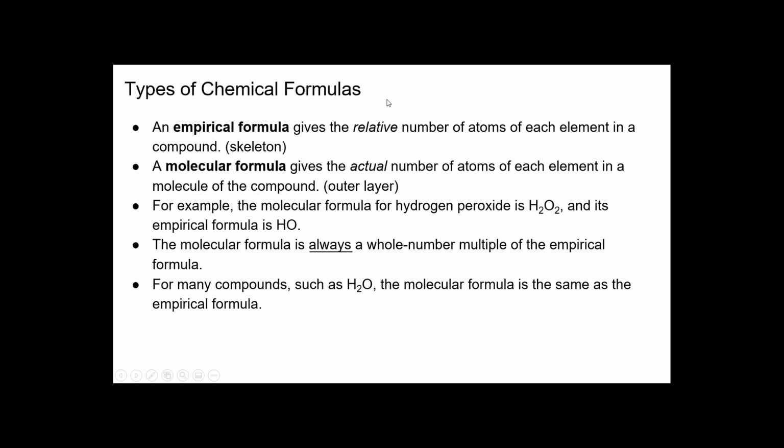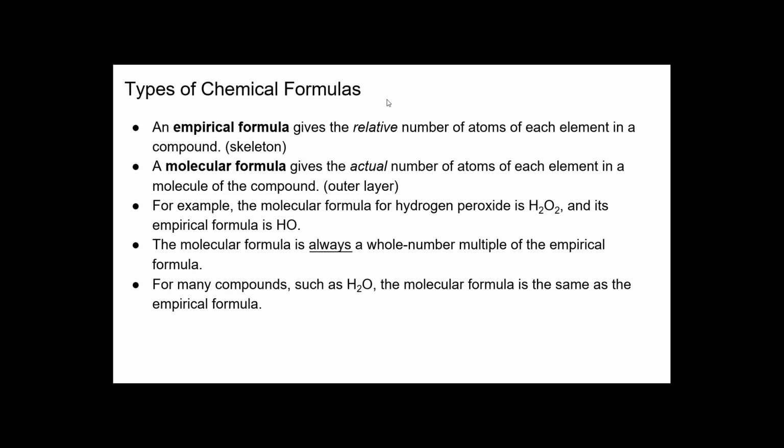Chemical formulas. We have 2 types, and this is where some students have a hard time. We have an empirical formula and we have a molecular formula. And the easiest way that I can explain this is our bodies. We all have a skeleton. All of us. But what is on the outside makes us look different. So an empirical formula is the skeleton in the way that I try to state it. We all have a skeleton made of calcium and so forth. But molecular is the outer layer. That's what makes us look like us.